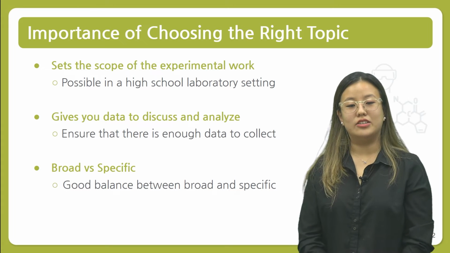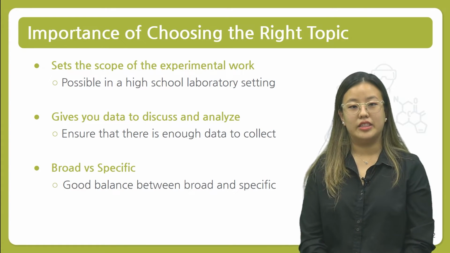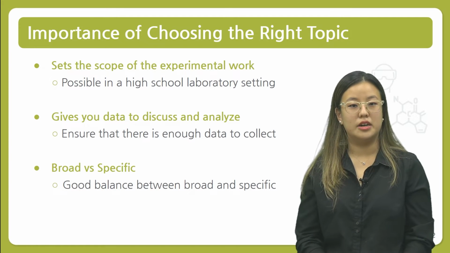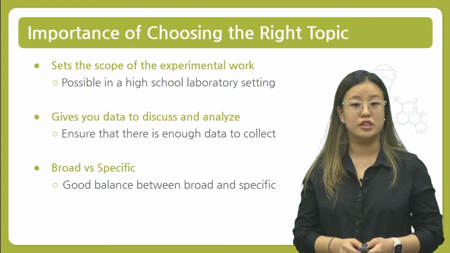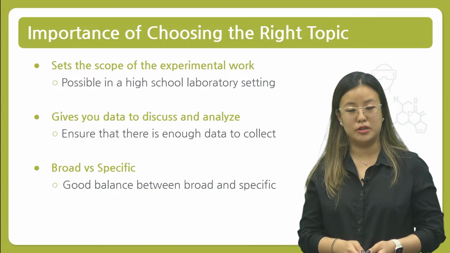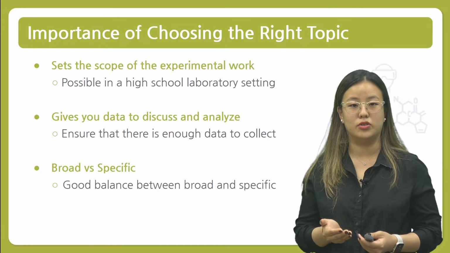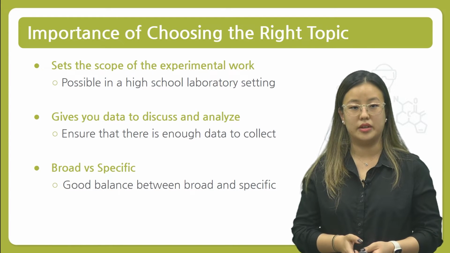So before we get into the 7 topics that will get you a 7, I want to highlight the importance of choosing the right topic. First of all, choosing the right topic sets the scope of your experimental work. Making sure that it is possible in a high school laboratory setting, and that the experiments are safe enough for you to do there, is very important in choosing the right topic.